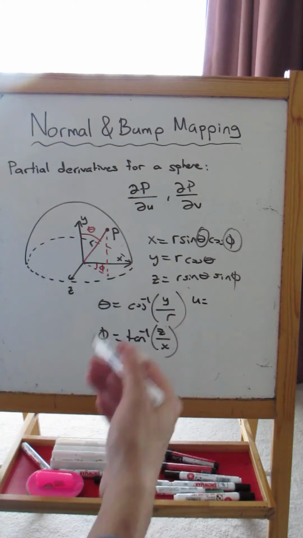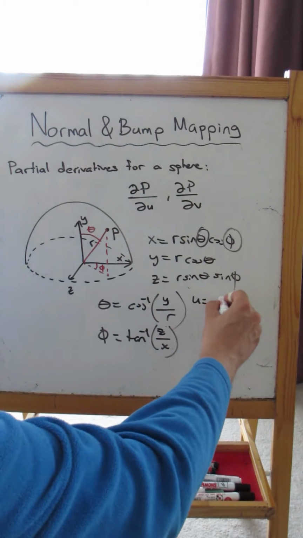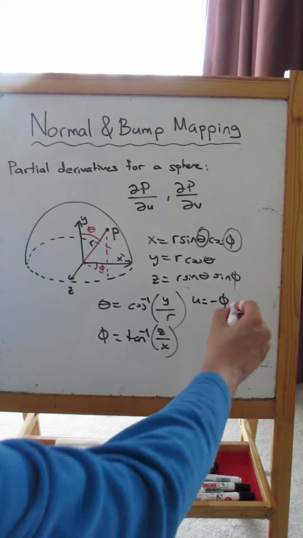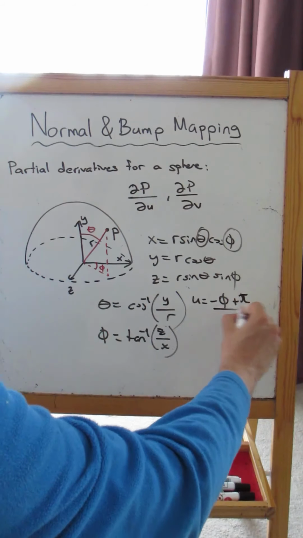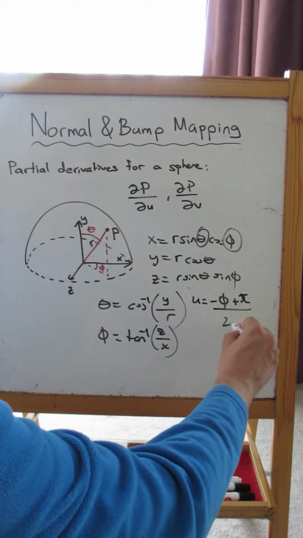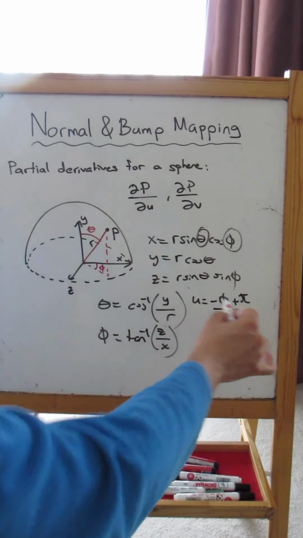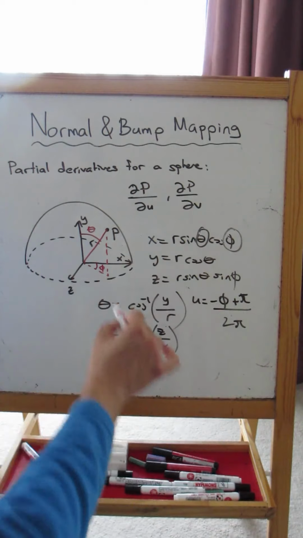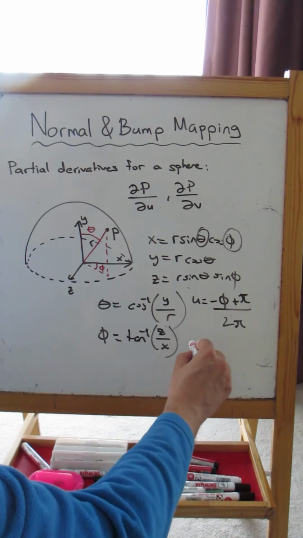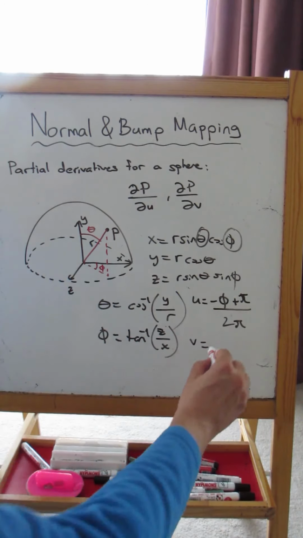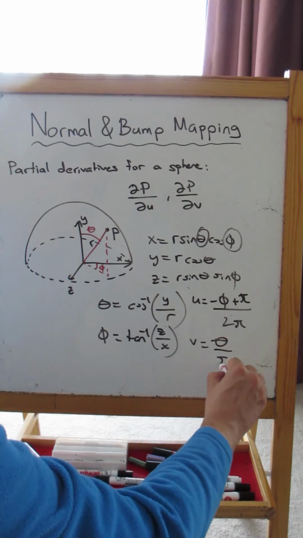Let's be consistent with ourselves. So how did we compute u in texture mapping? Minus phi plus pi divided by 2 pi. Okay. So in our case, as u is increased, we go along this direction. Note the minus here. And v is equal to theta over pi.